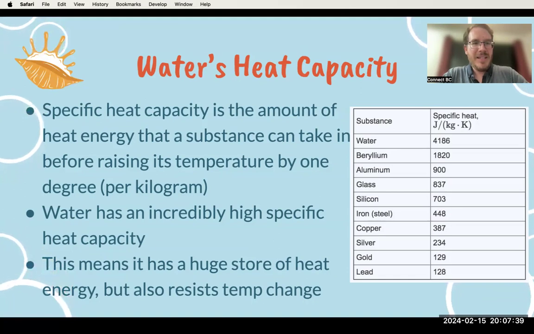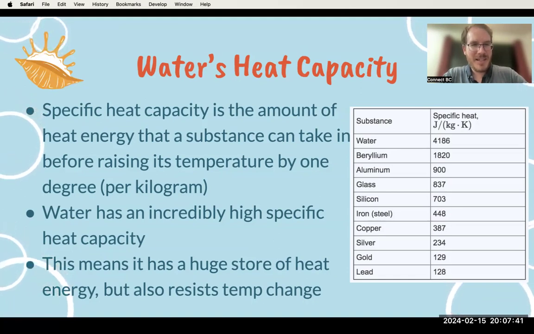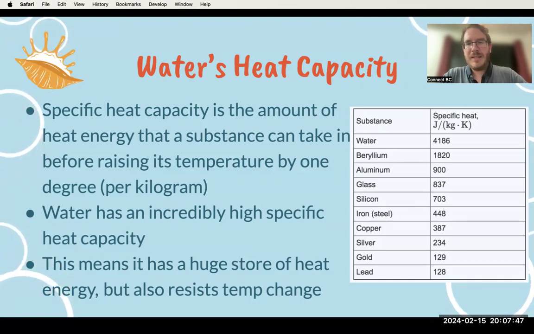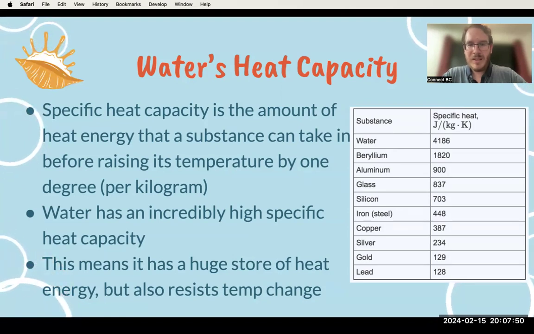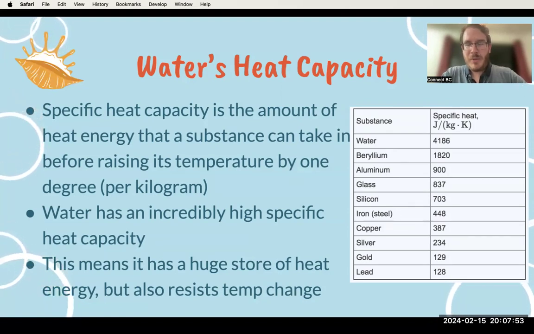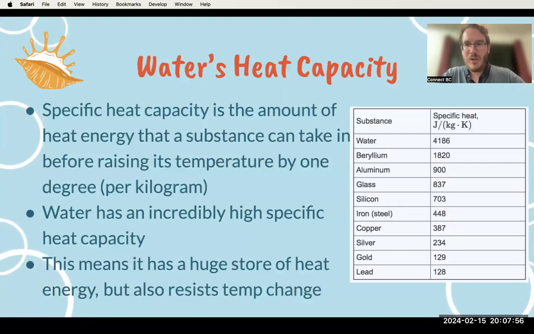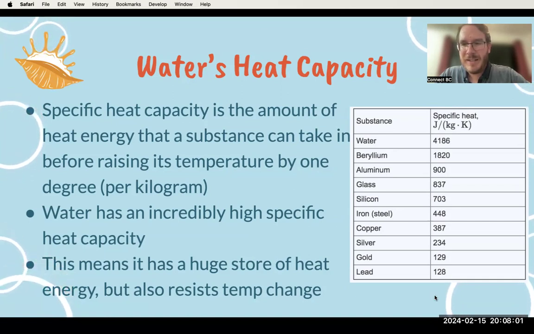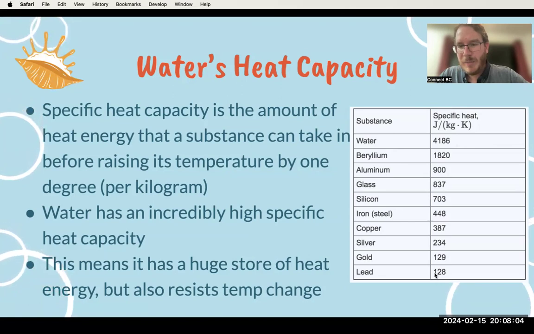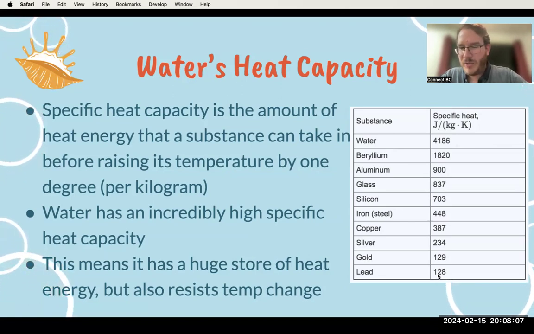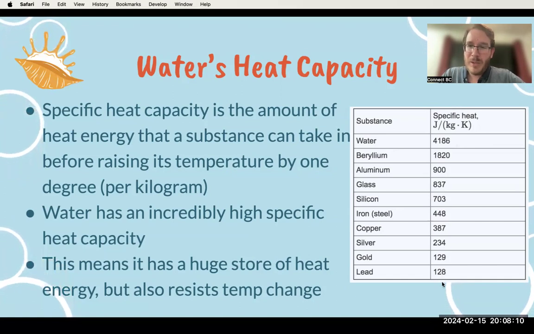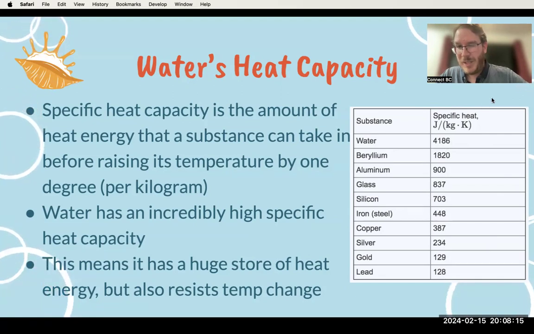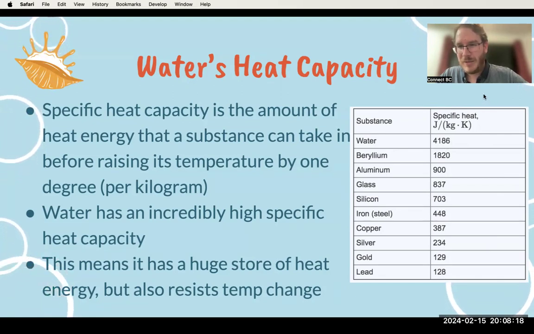So I touched on this before. Heat capacity is the amount of heat energy a substance can take in before raising its temperature by 1 degree per kilogram. So basically, if I put heaps and heaps of energy into water, its temperature won't change much. But if I put heaps and heaps of energy into a metal, it's probably going to get hot really quick. On the right-hand side here, we can see substances and their specific heat capacities. We can see that to heat up a kilogram of lead by 1 degree, you only need 128 joules of energy. But if I wanted to heat up that water by 1 degree, I would need 4,186 joules. So that's 40 times more energy to raise it by the same amount of temperature.